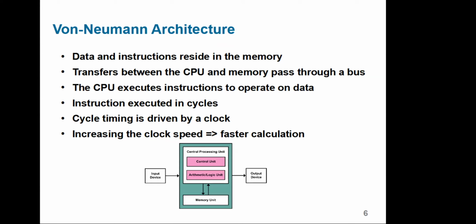The instructions are executed in cycles. So the CPU starts the cycle, fetches the instruction, fetches the data that belongs to the instruction, completes the cycle, gives output, maybe writes that output to the memory, and starts a new cycle. And that cycling is driven by a clock.